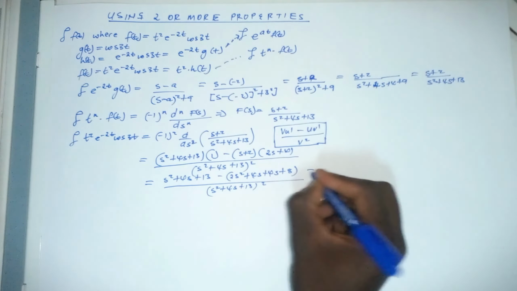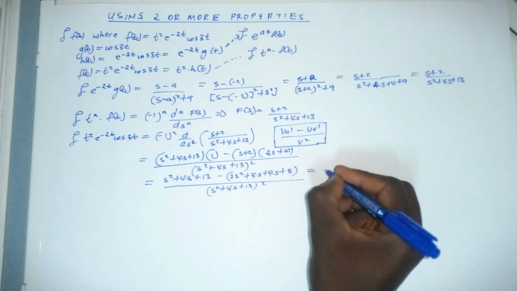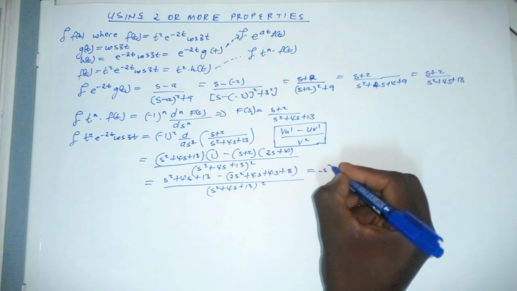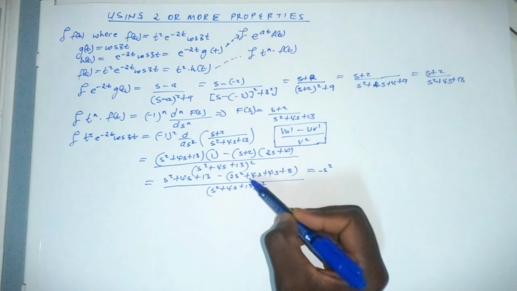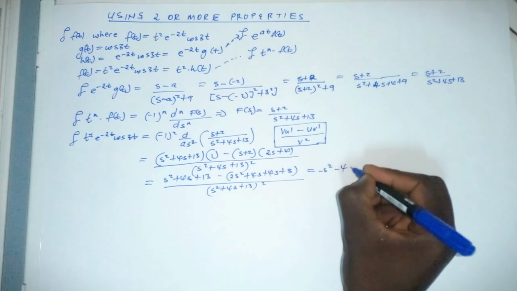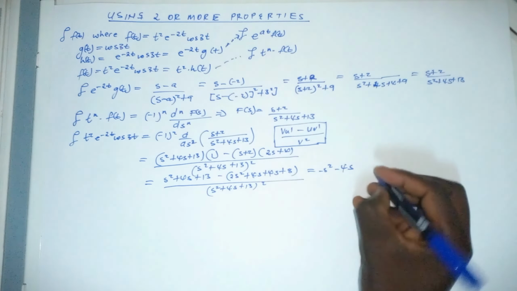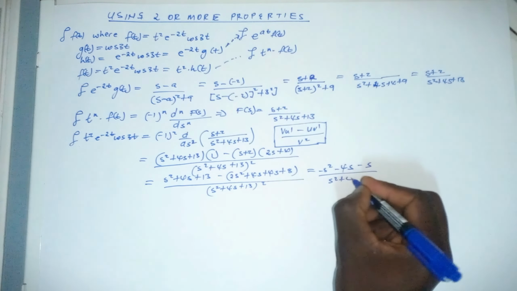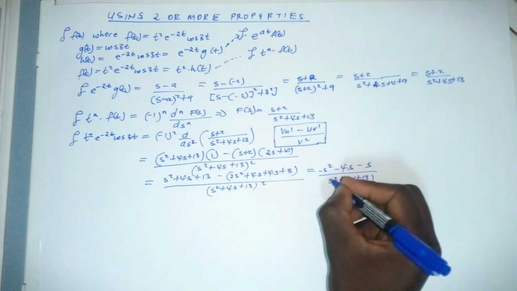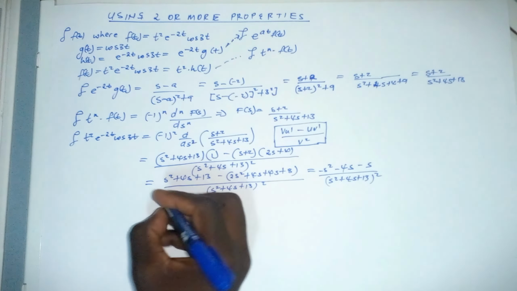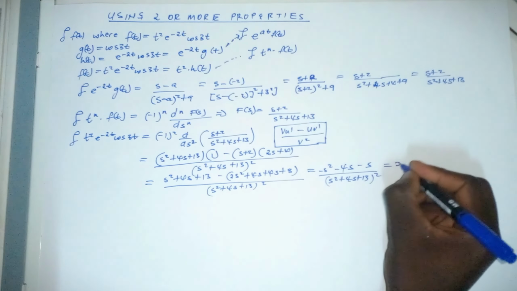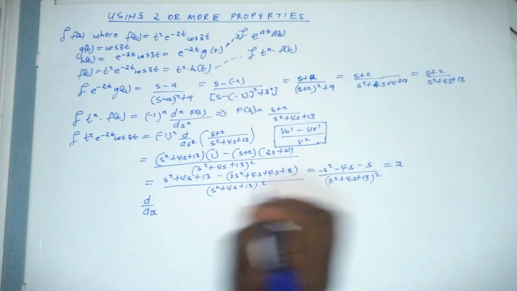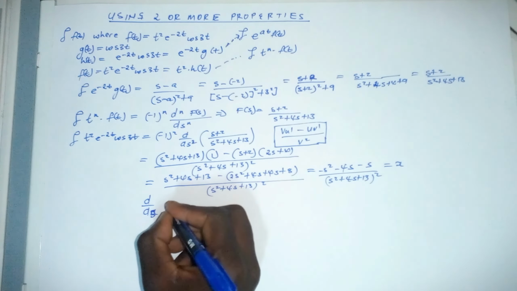And what is going to be the answer here? We're going to have s squared minus 2s squared, that's going to give us negative s squared. 4s minus 4s minus 4s, so we only have negative 4s here. 13 minus 8, that's going to give us 5, so negative s squared minus 4s plus 5 divided by (s squared plus 4s plus 13) squared. Okay, so now let's say this is equal to x. So now I want to find the second derivative of this function with respect to s, which I've called x.